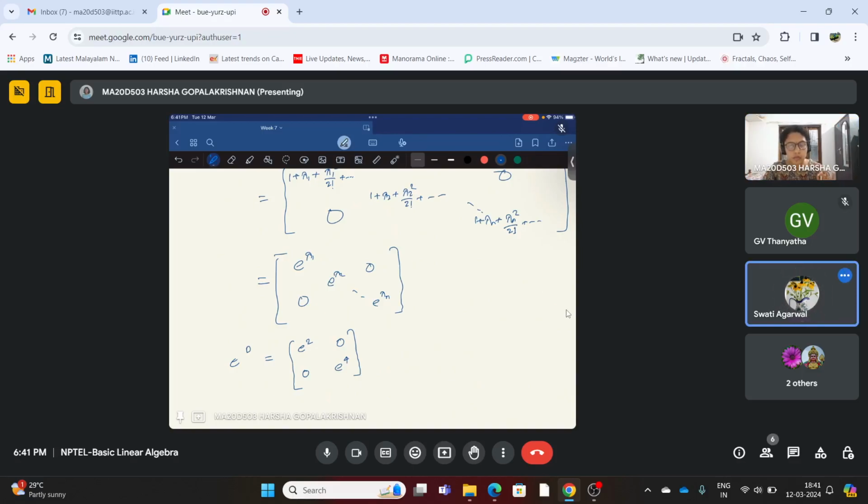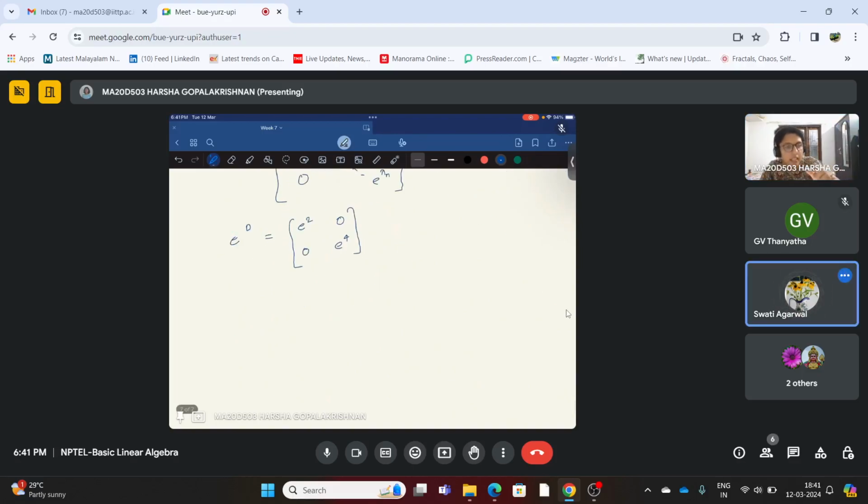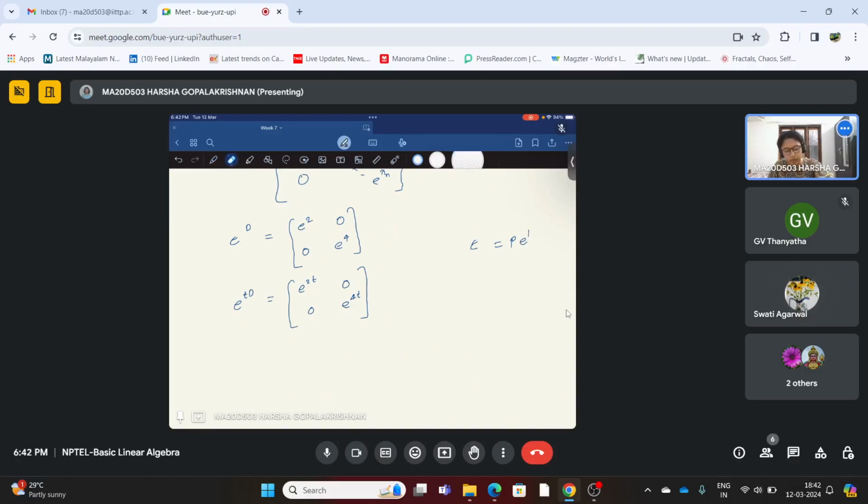As I mentioned earlier, if it is a scalar multiple, e power tD, it is nothing but e power 2t, 0, 0, e power 4t. So if you want to verify with t, you just start the whole procedure with t. e power tA is equal to P e power tD P inverse. So it will come like this.